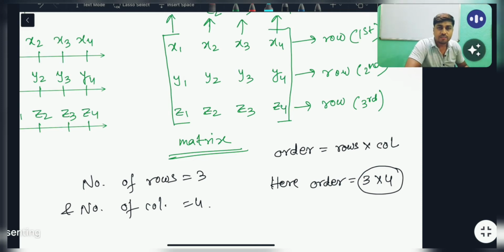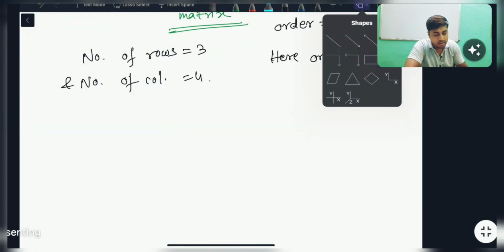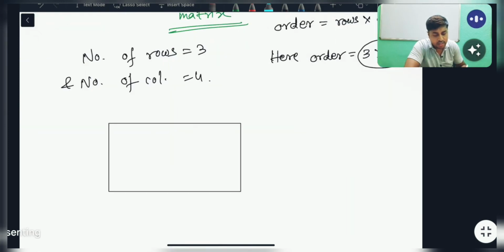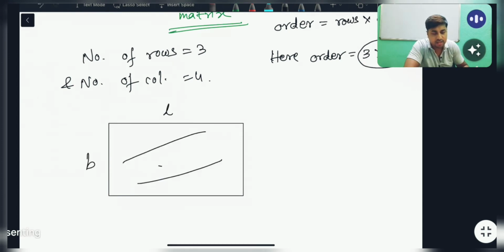Why is it called a rectangular arrangement? The reason is that I am doing the calculations in the rectangular way. What does rectangular mean? What is the rectangular measurement? Say length into breadth. Length into breadth. Very good. That is the rectangle. That is called length. That is called breadth. What is the area? Area will be length into breadth, right?